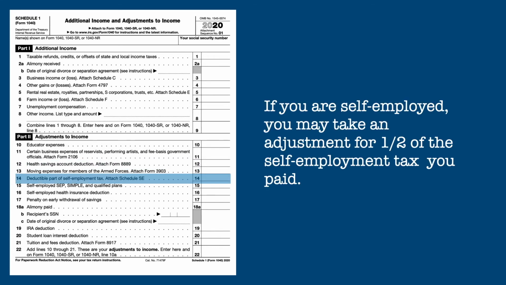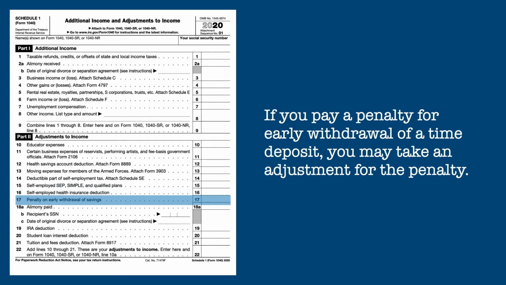If you are self-employed, you may adjust your income by 1/2 of the self-employment tax you must pay. That gives you a deduction for what would be the employer's part of the Social Security and Medicare tax if you are not self-employed. Other adjustments for the self-employed will be the topics of other videos. If you withdraw money from a time deposit and are assessed a penalty for early withdrawal, you may adjust your income by that amount. This assures you are not getting taxed on income you did not receive.